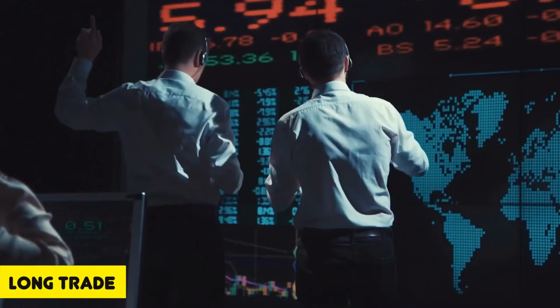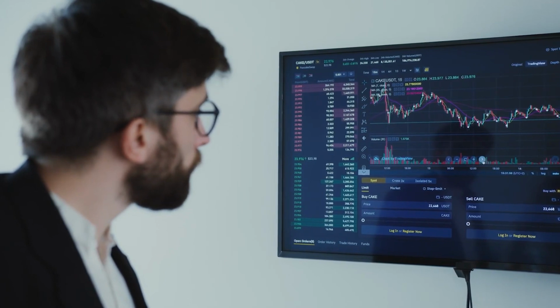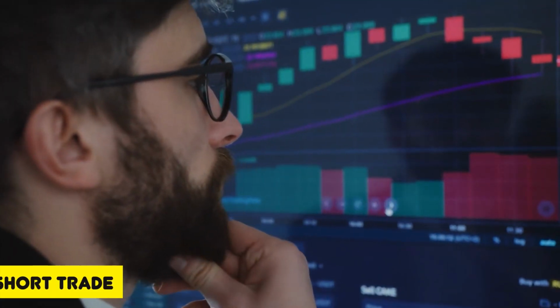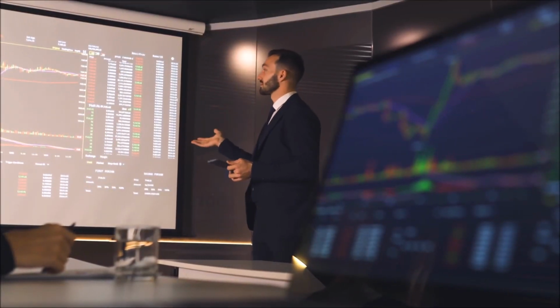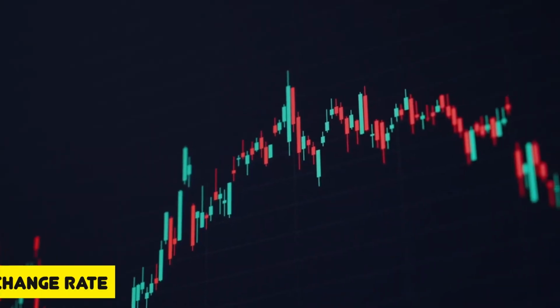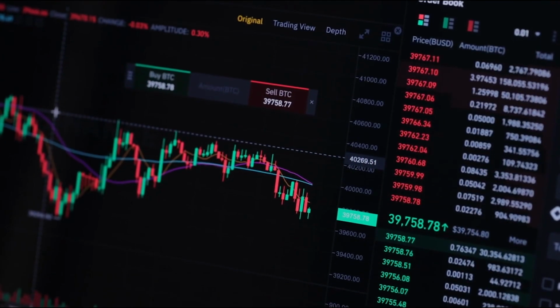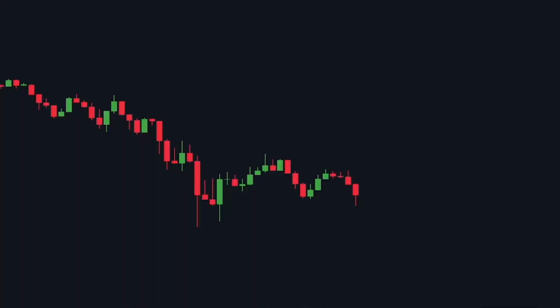In a long trade, buying a currency with the hope that it will appreciate allows you to benefit from the price difference between the buy and sell. And in a short trade, you sell a currency in anticipation of a decline in value so that you may purchase it back at a cheaper price and profit from the difference. The exchange rate used to determine the price at which a currency pair trades is the quantity of the second currency you would get in exchange for 1 unit of the first currency.